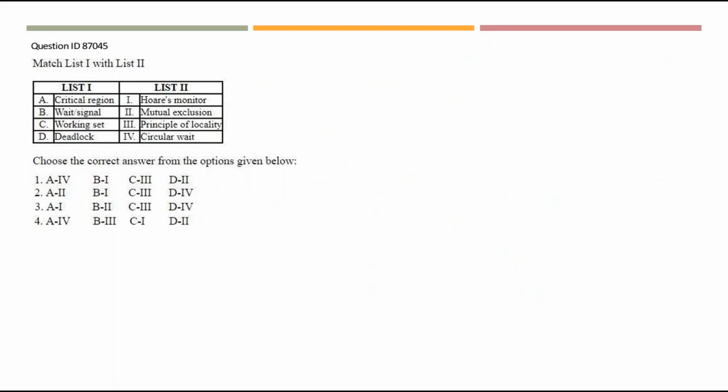Next question, match list 1 with list 2. So first we'll start with deadlock. Each process must be waiting for some resource, and that resource will be held by another process, which in turn is waiting for the first process to release the resource. So if you take process 1, it holds resource 1. This resource 1 is needed by another process P2, but P2 is holding resource 2, which in turn is waiting for the first process to release resource. It is a circular wait. Deadlock will be mapping to 4.